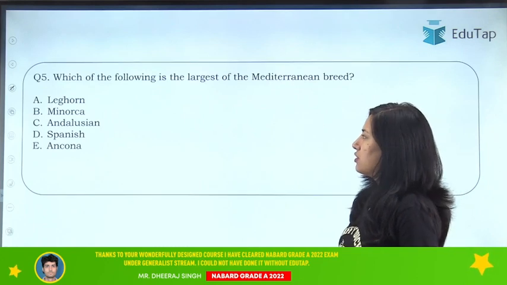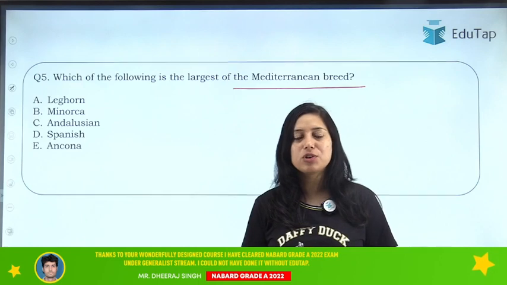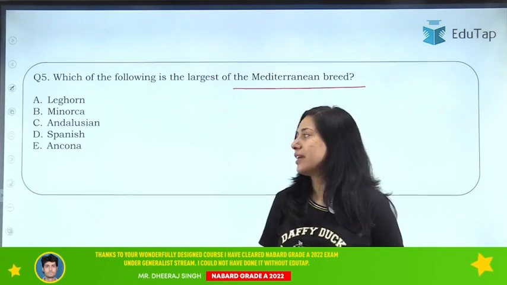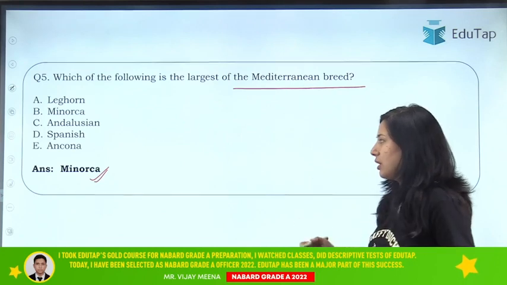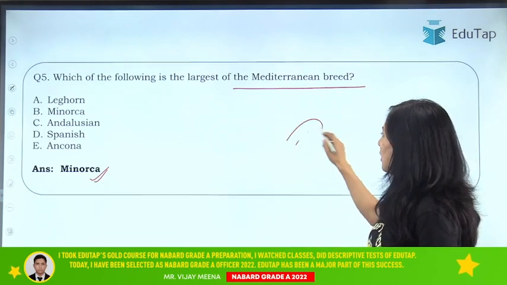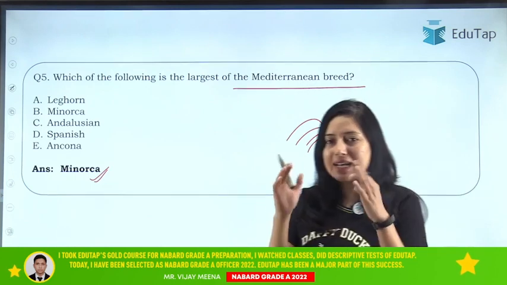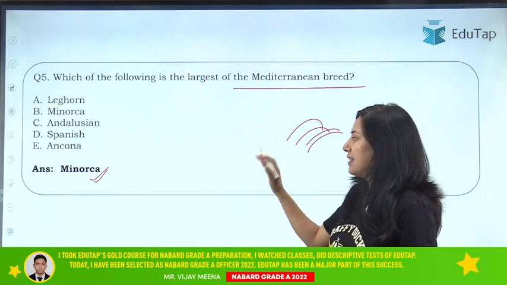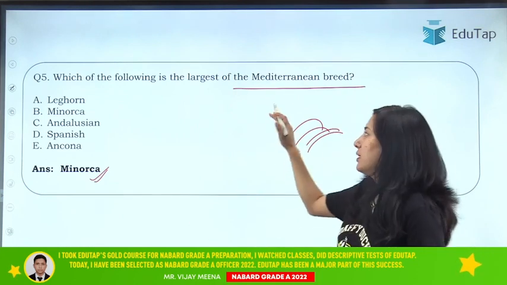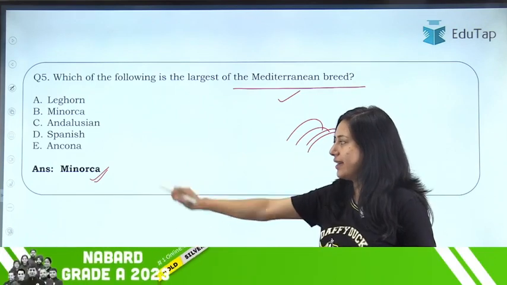Moving on to the next question: which of the following is the largest of the Mediterranean breeds? We have discussed this also. The largest Mediterranean breed is Minorca. Clear? In Minorca, if you can recall, they have a long tail and wide feathers, while the body is narrow. Sorry, this is the largest breed of the Mediterranean region. The right answer will be Minorca.